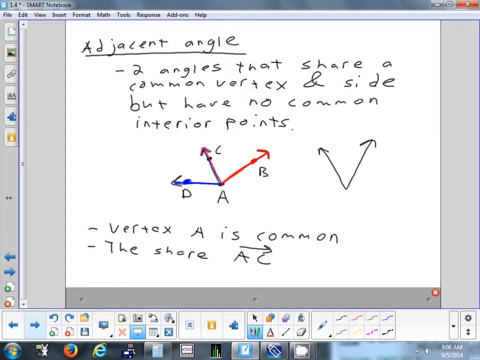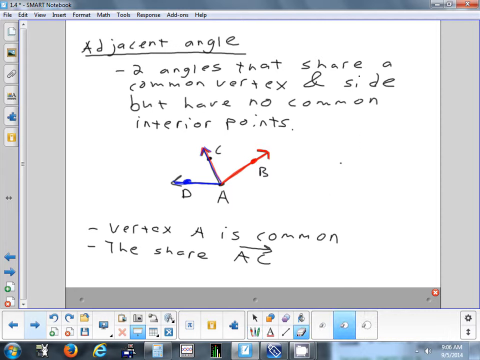There's one. There's two. Now those angles do have a common vertex. They actually have two common sides. But the problem is if I put a point inside the green one, it's also inside which other one? It's inside the black one. So these angles are not adjacent. Okay?